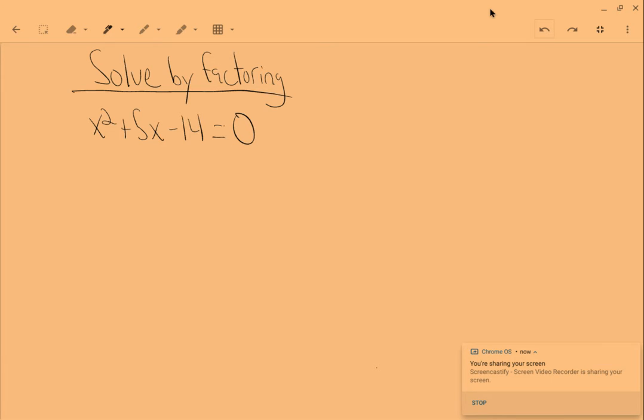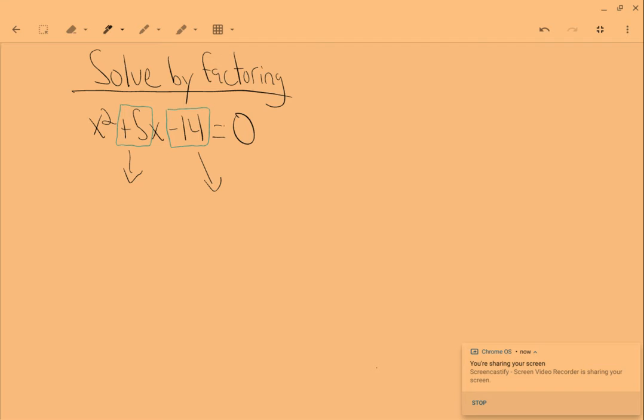And what we have here is a quadratic equation that we want to solve by factoring: x squared plus 5x minus 14 equals 0. To do that, we want to look at our linear coefficient, which in this case is positive 5, and our constant term, which in this case is negative 14. We need to come up with two numbers, and I'm going to call those numbers A and B.